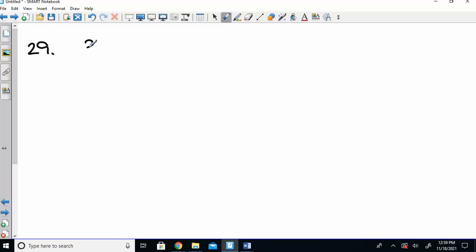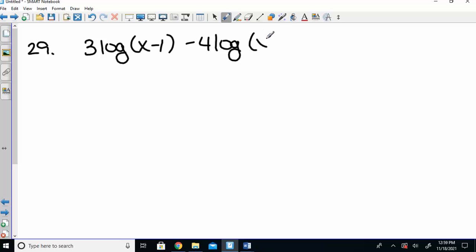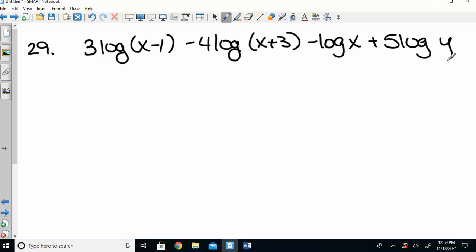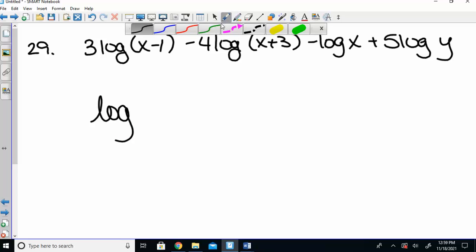Number 29, if I condense this, we have 3 log of x minus 1 minus 4 log of x plus 3 minus the log of x plus 5 log of y. When we condense, we are only going to have one log. Where do these coefficients go? So 3 is a power, this is a fourth, this is a fifth.